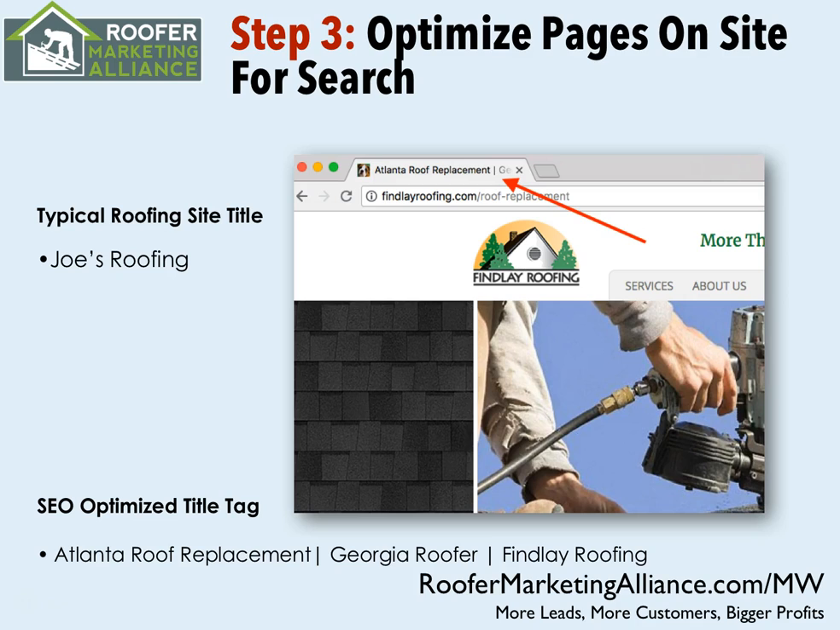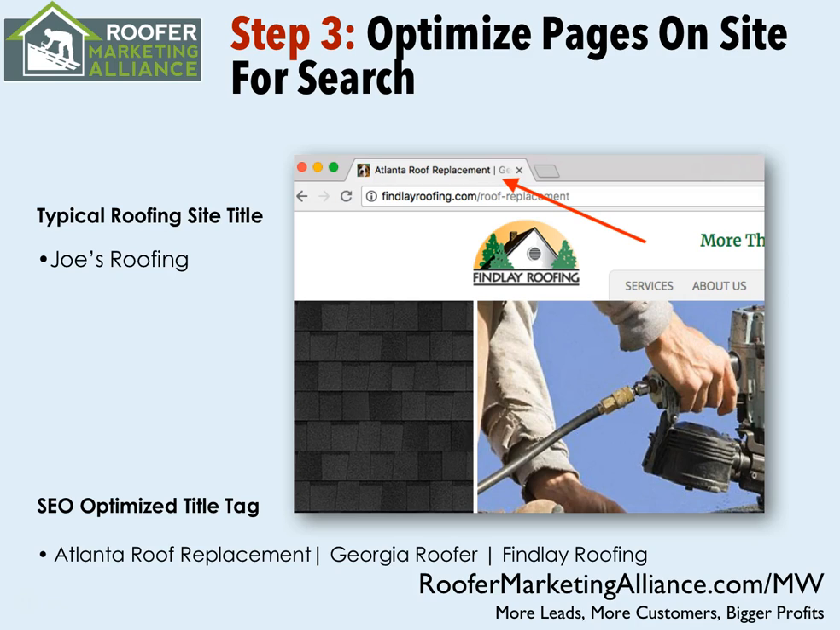And don't just do the name of your company. People aren't searching for the name of your company. They're searching for the product or service or solution that you're offering, or a problem that they have. So a better SEO optimized title tag would be Atlanta roof replacement.